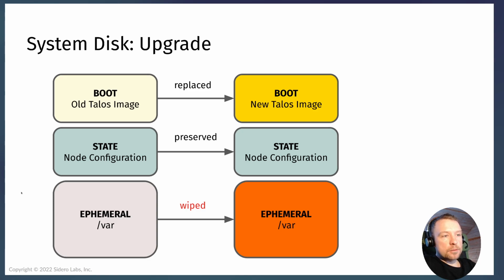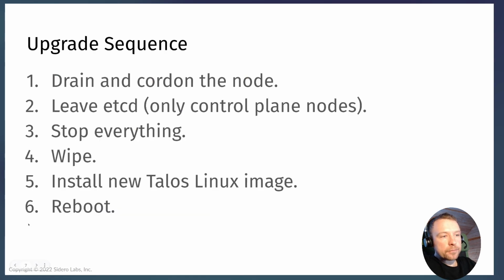Next, on control plane nodes, we're going to leave the etcd. The reason is that the etcd data directory lives on the ephemeral partition, and as that is going to be wiped, we need to make sure that we leave the etcd so that this data is going to be recreated when the node joins back the etcd cluster. So this only works, of course, if you have an HA control plane.